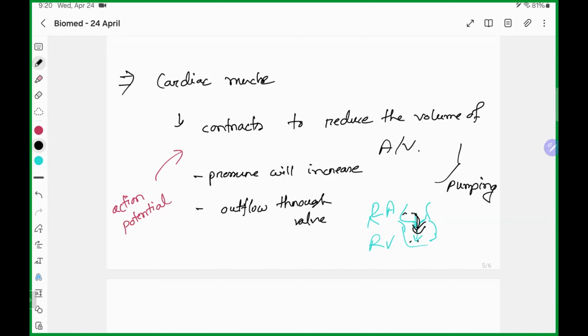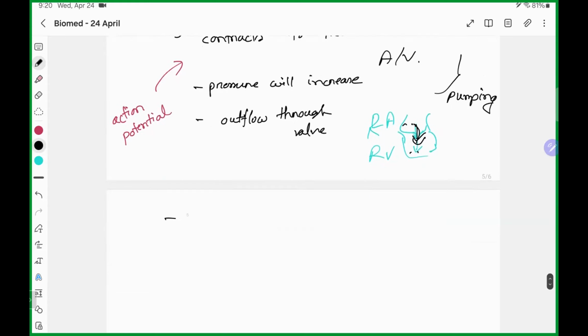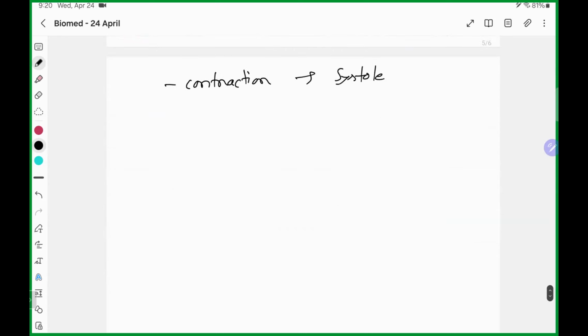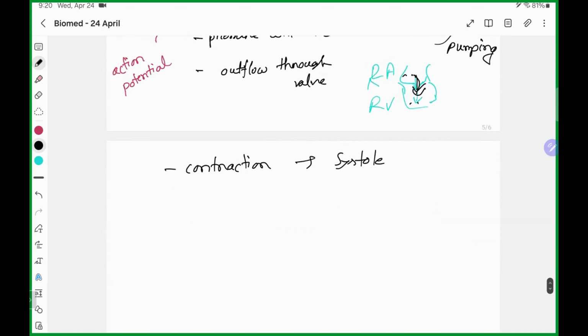This is the contraction. Now this contraction relates to the systolic pressure. We measure the blood pressure, right? So this is what refers to the systole. The systolic pressure is 120 milligram. Now what happens after this contraction?